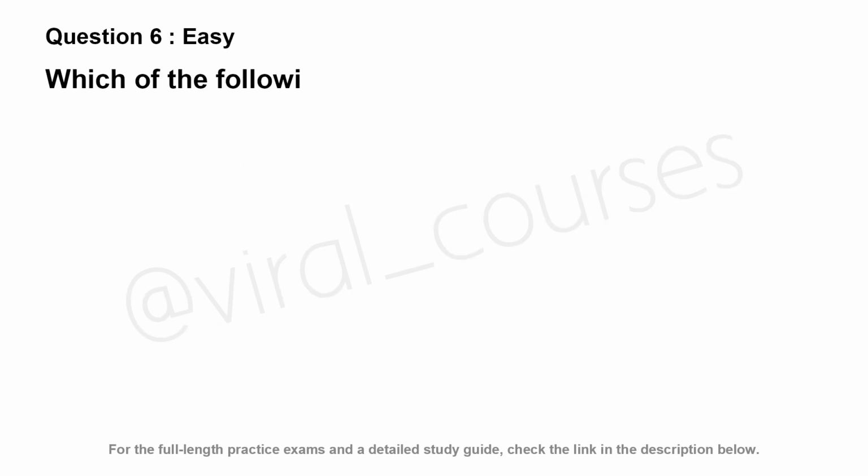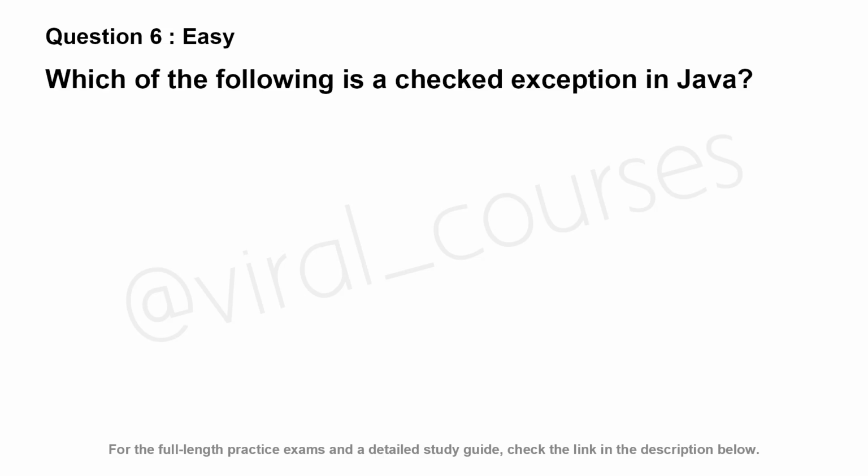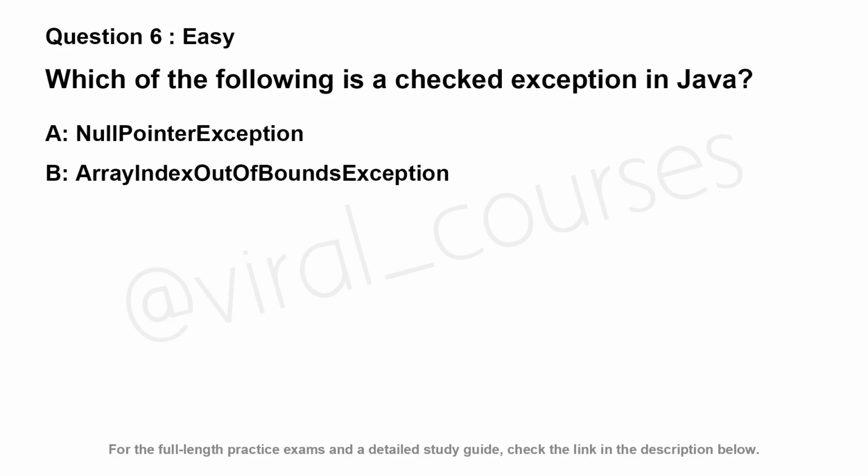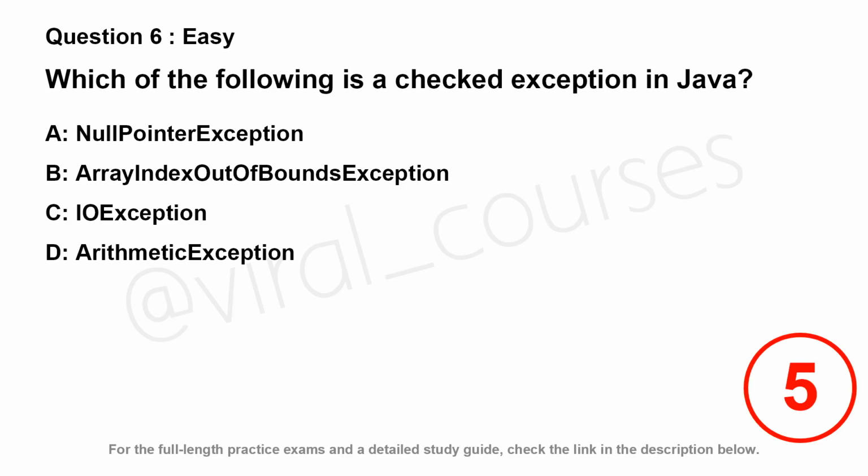Which of the following is a checked exception in Java? Option A. NullPointerException. Option B. ArrayIndexOutOfBoundsException. Option C. IOException. Option D. ArithmeticException.